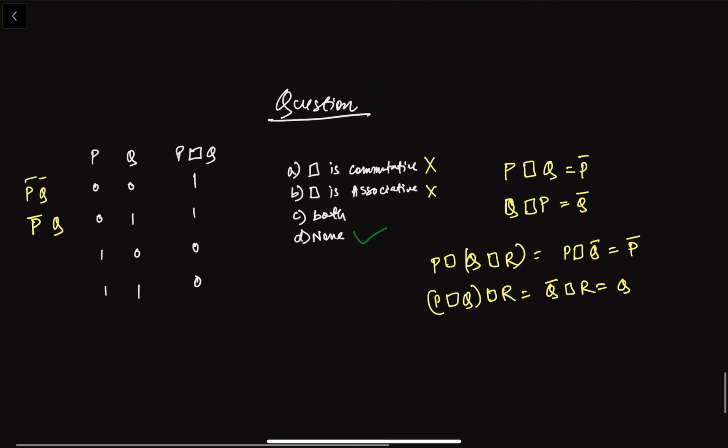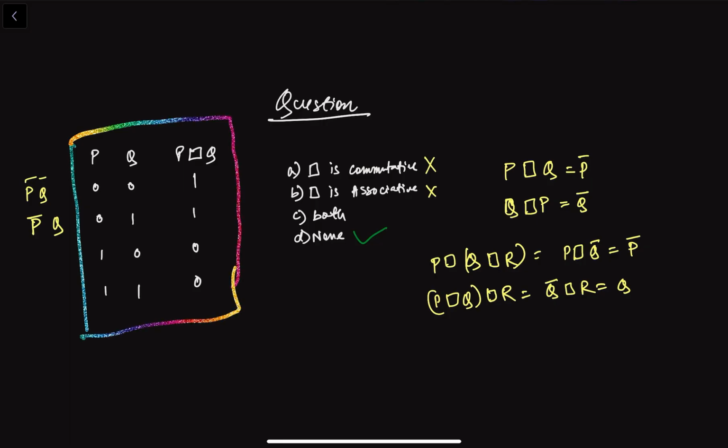Now let's come to a question. Here I've given a truth table and the values of P box Q. Box is an operator which we don't know, so the truth table is given here. It's asking whether it is commutative, associative, both, or none. You can find out very easily. First we need to find the min terms. We have these min terms because this is 1 and this is 1, so these are the two min terms.